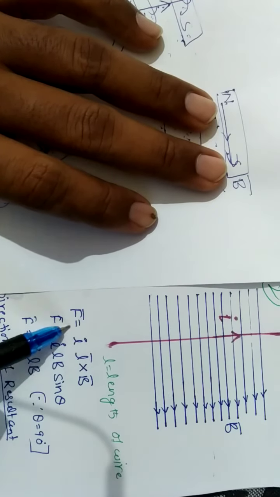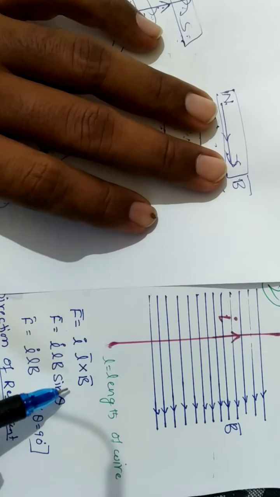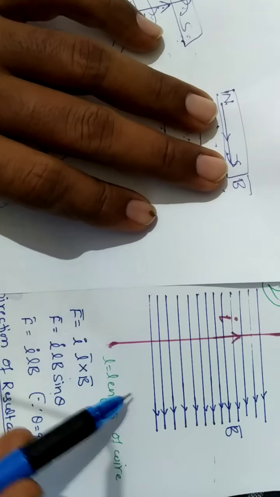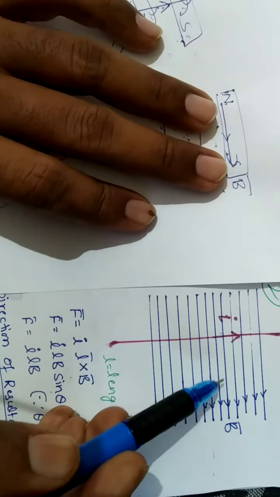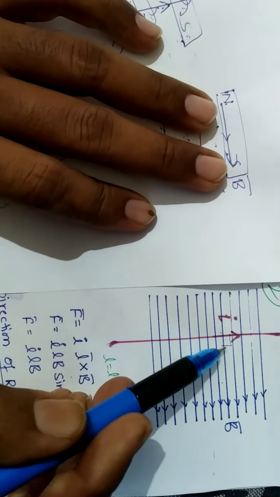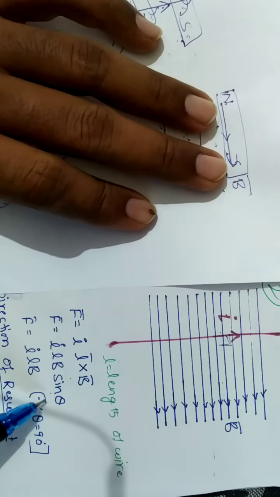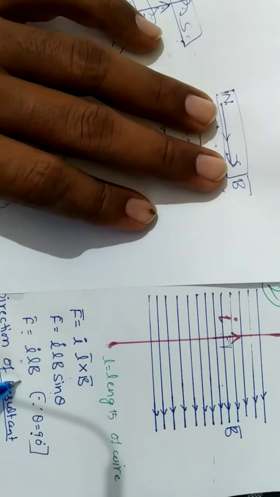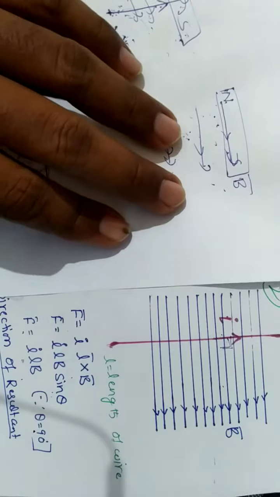The magnitude remains the same, F equals I L bar cross B bar, so we get I L B sine theta. Again the current is upward and the magnetic field is horizontal. The angle between these two is perpendicular, 90 degrees, so theta becomes 90 degrees. We get the force magnitude as I L B only. Now we will find the direction.